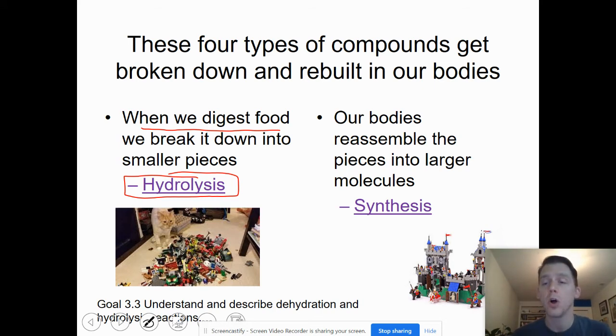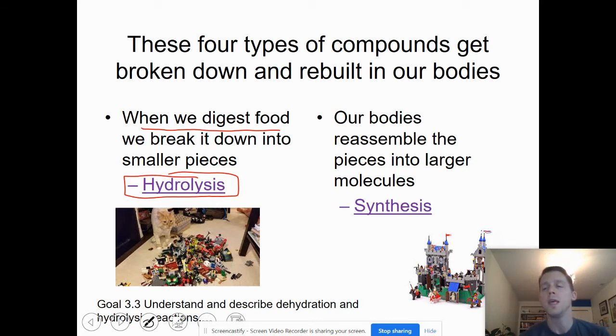Hydrolysis is when we take large molecules and we break them down, we rip them up into small little pieces. Like you see there, those Legos have been broken down into all of their pieces. Smaller pieces are easier to deal with sometimes, so our digestive system breaks them down.